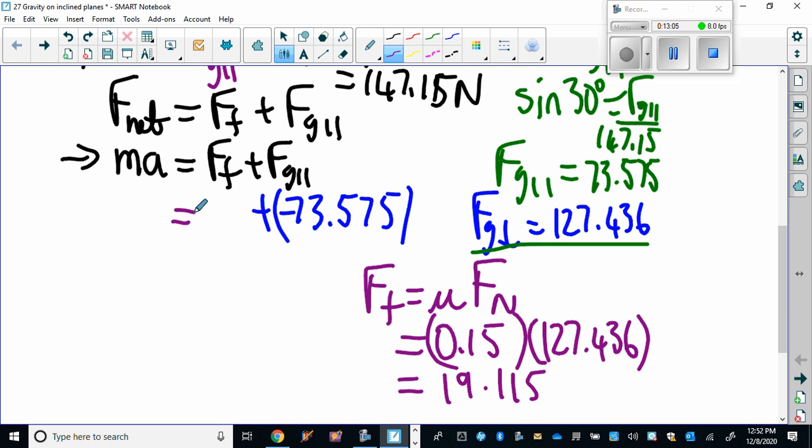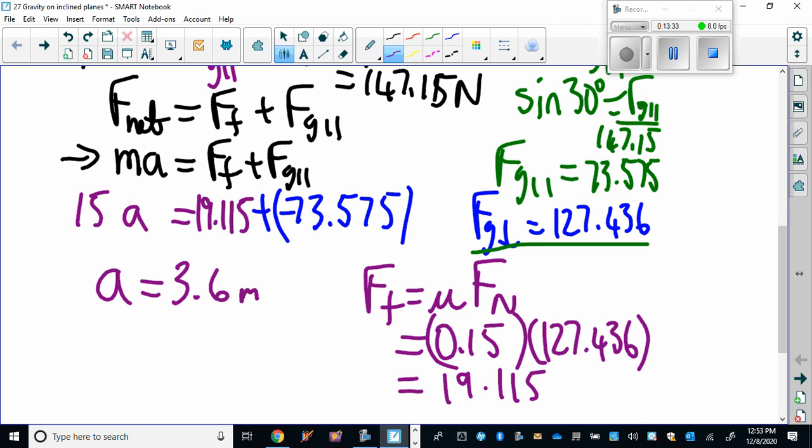What was the mass? Was it 15? Yep, 15, times a. And now I can put my force of friction in, 19.115. I'm going to make it positive because it has to be opposite. And this is good because I can see that I'm going to get a negative answer, which I want because I designated down slope as negative. So add those two numbers together, divide by 15, and you end up getting 3.6 meters per second squared, which is a pretty reasonable answer.